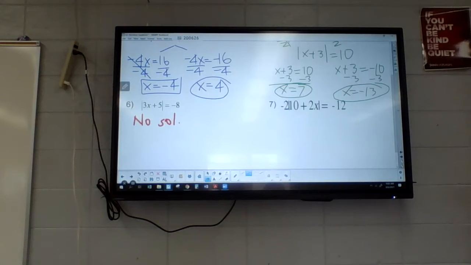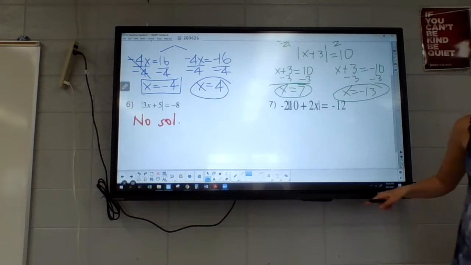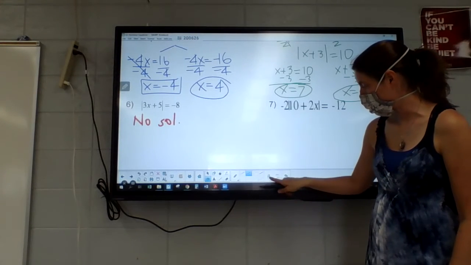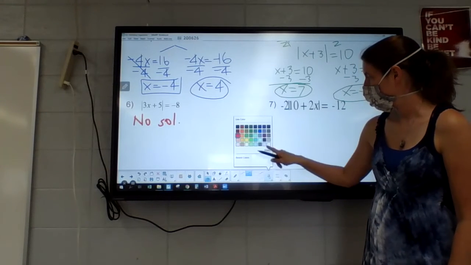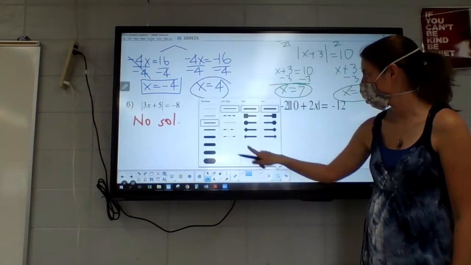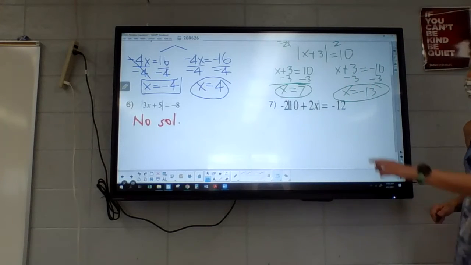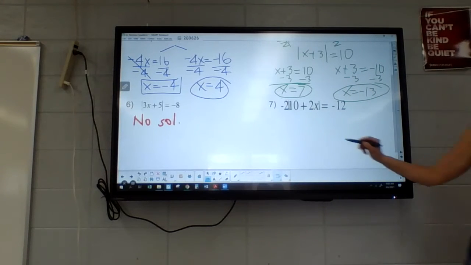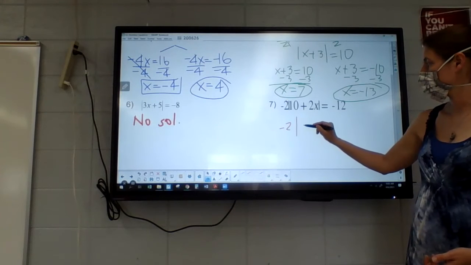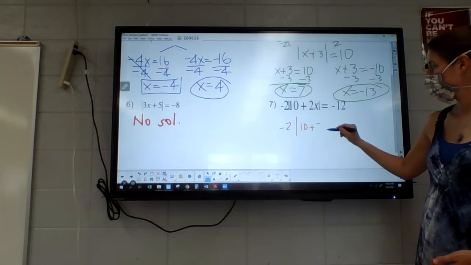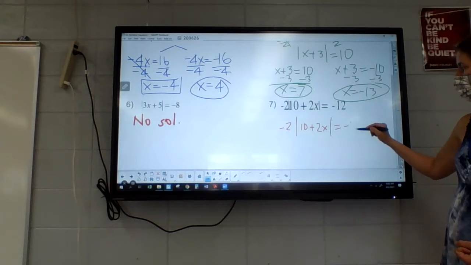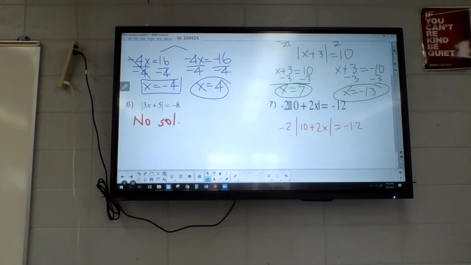However, this next one, it's written kind of weird. Sorry for the weird font. Now this next one equals a negative, but I want to point out something to you. Now this one equals a negative, but this one does have a solution. Does anyone see why? Yeah, Justine?